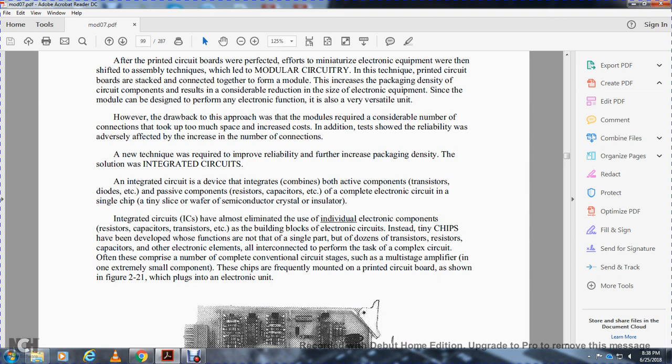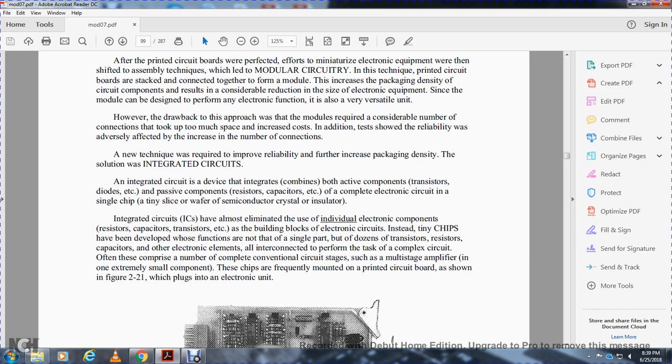The integrated circuit board is a device that combines both active components, such as transistors and diodes, and passive components, such as resistors and capacitors, for the complete electronic circuit in a single chip, a tiny single wafer or semiconductor crystal insulator. Integrated circuits have eliminated the use of individual electronic components, resistors, capacitors, transistors, as building blocks for the electronic circuit. Instead, they use tiny chips that have been developed whose function is not a single part, but does the work of the transistors, resistors, capacitors, and other electronic elements, all interconnected to perform the task of the complete circuit.